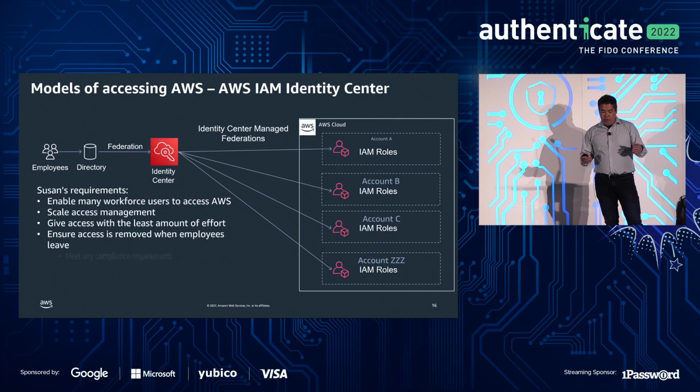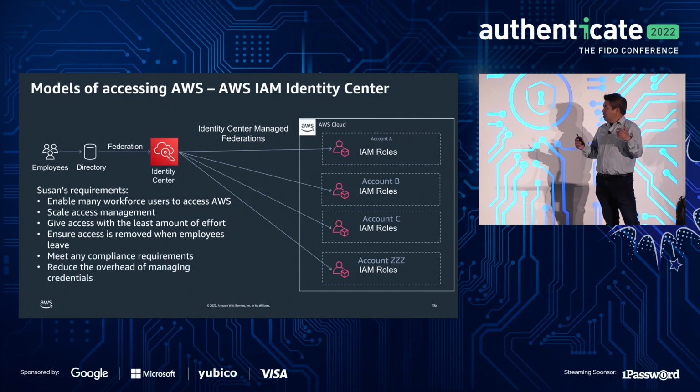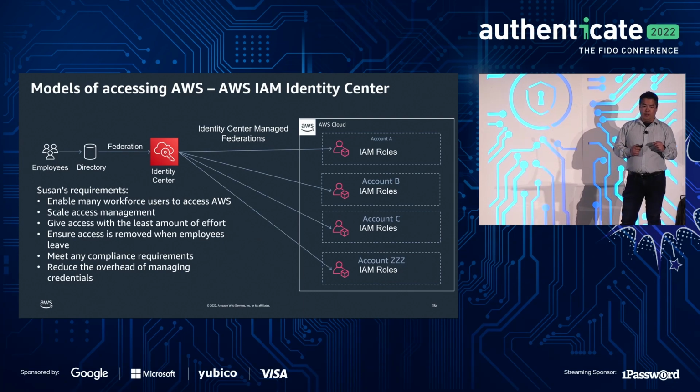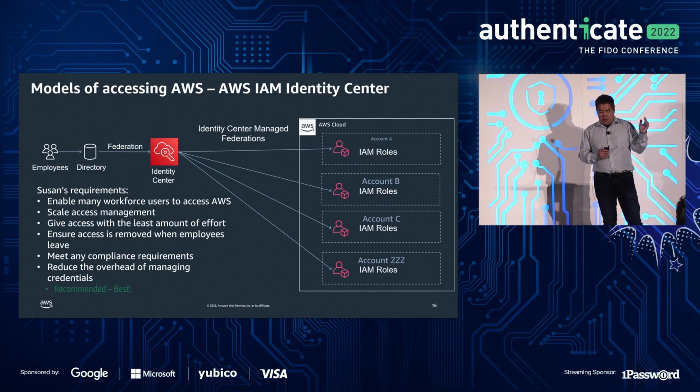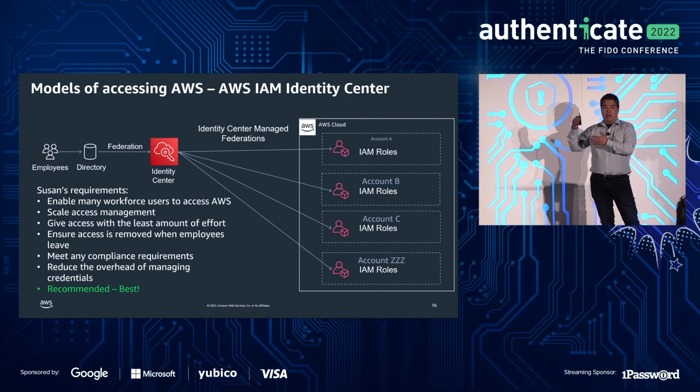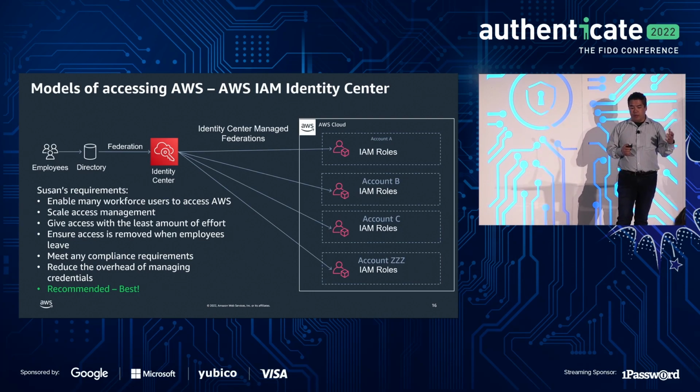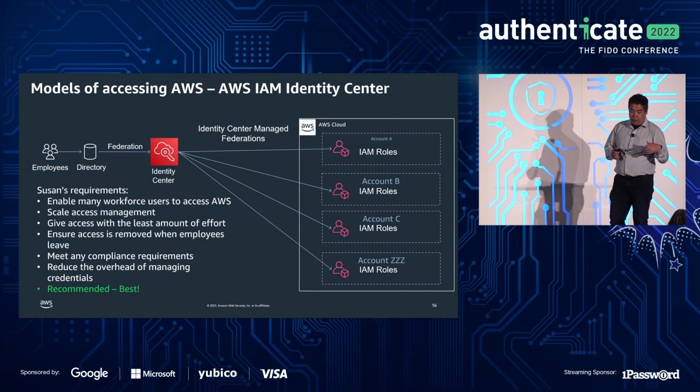Ensure access is removed, meeting compliance requirements, and reduce the overhead of managing credentials. So this one is native now inside AWS Identity Center. When a user logs in to Identity Center, they are presented with programmatic keys every single time. You log in through the console, and you have a link that will present to you whether you want to log into the management console or you want to log in through APIs, and it gives you all the access keys and secret keys for you to use. So this is the recommended, this is the best solution for you to go forward with, for Susan at least.